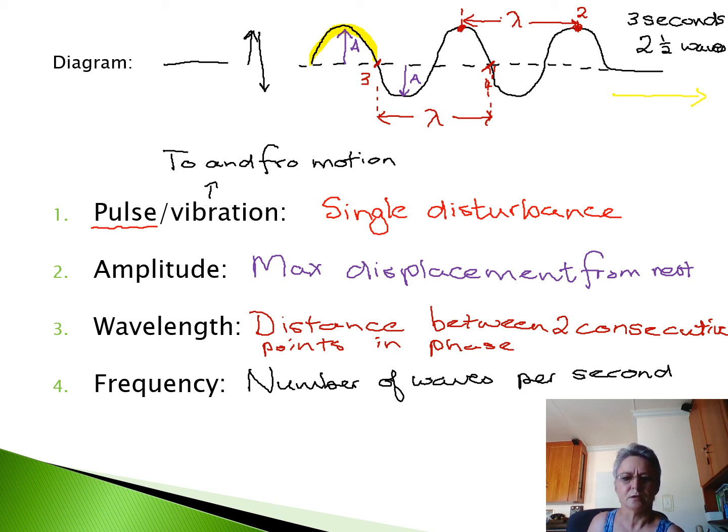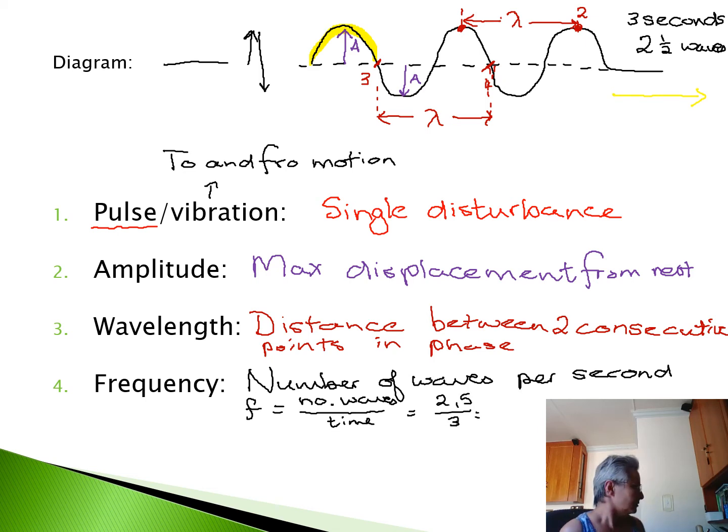So what is the frequency of that wave? Frequency is number of waves per second. So it's 2.5 divided by 3. So 2.5 divided by 3 is 0.833 hertz.